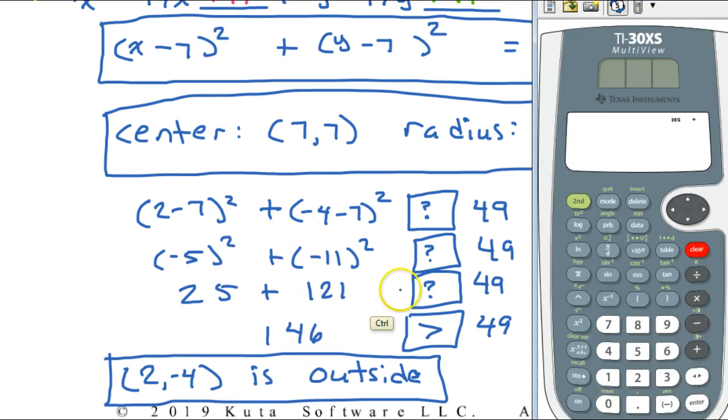If you didn't feel like doing all this by hand, just quickly notice that I could type all this in. I could go 2 minus 7 squared plus negative 4 minus 7 squared. Okay, and you could just go straight to 146.